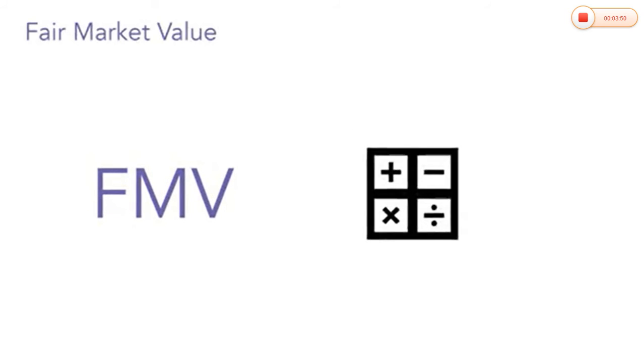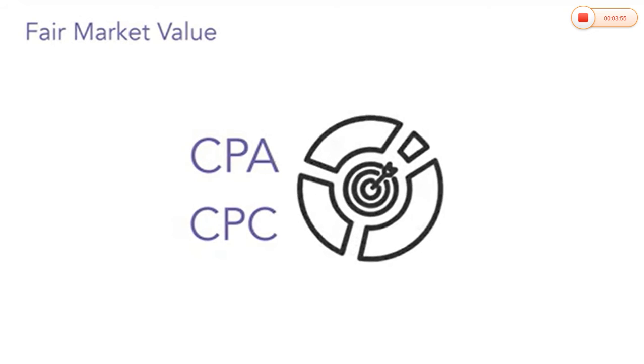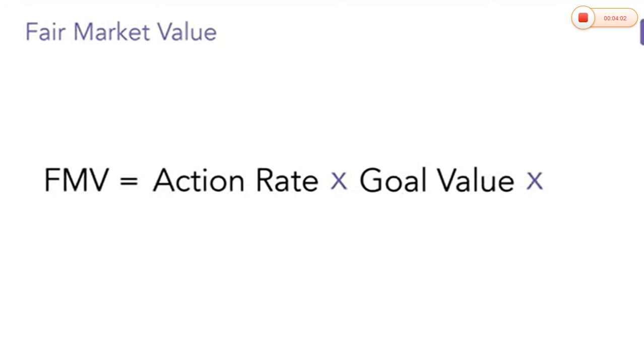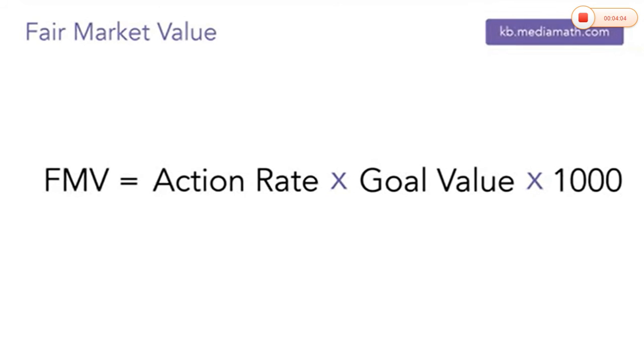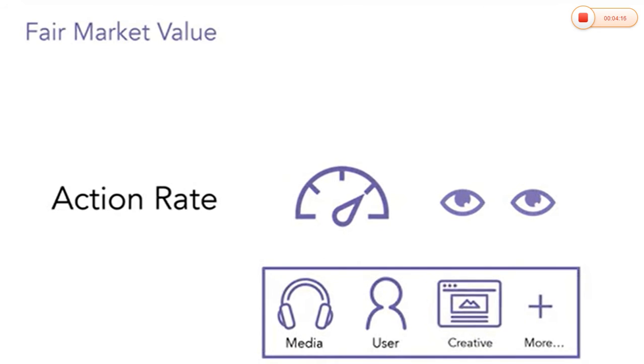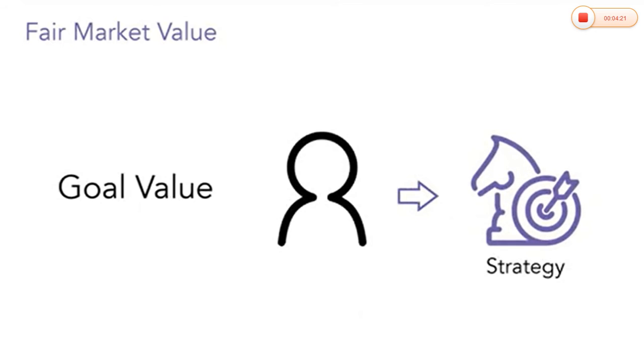The fair market value, or FMV, is calculated slightly differently for different goal types. For cost per action and cost per click goals, the following formula is used, where FMV equals action rate multiplied by goal value multiplied by 1,000. The action rate is a predicted response rate calculated on an impression-by-impression basis, specific to advertiser and impression variables like media, user, creative, and more. The goal value is set by the user at the strategy level.